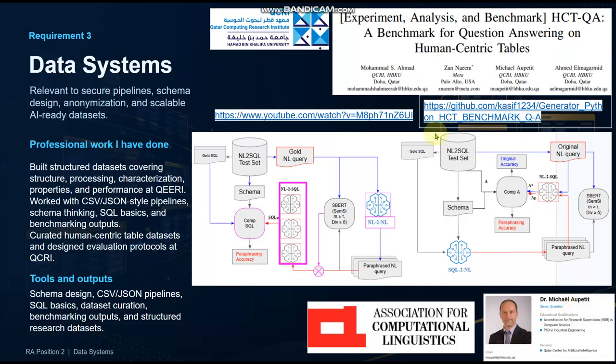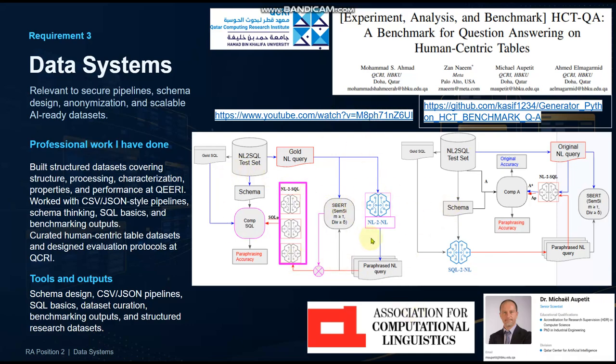When it comes to data systems, I have been interning at QCRI under Dr. Michael Obitet. Here we are designing a data set for training LLMs on human-centric tables. I have made contributions here as well. This is a project called Experiment Analysis and Benchmark HCT Question Answering. I have contributed here, and here is a video explaining my work. Again, the links to all of these will be in the description.